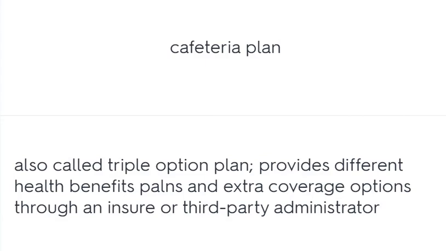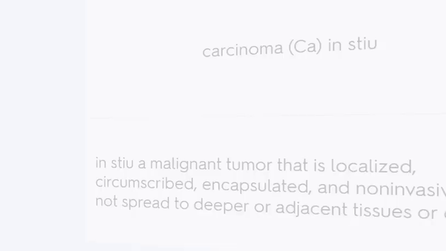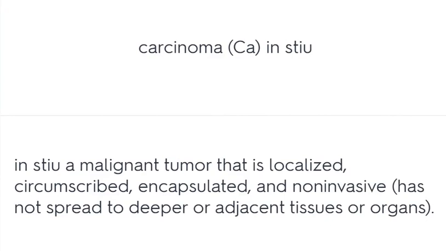Cafeteria Plan, also called Triple Option Plan, provides different health benefit plans and extra coverage options through an insurer or third-party administrator. Capitation, provider accepts pre-established payments for providing healthcare services to enrollees over a period of time. Carcinoma in situ, a malignant tumor that is localized, circumscribed, encapsulated, and non-invasive.